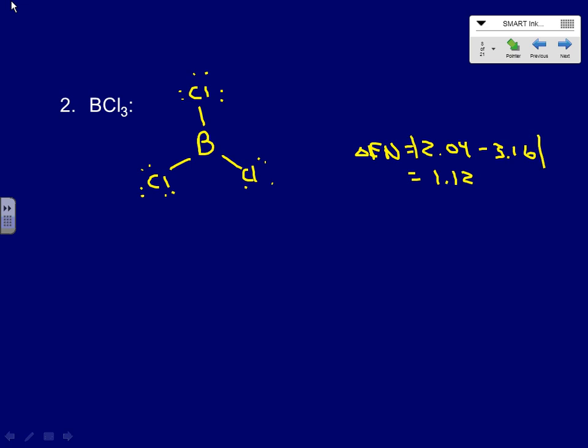Again, greater than 0.2, less than 1.7, therefore polar bonds. And I'm pretty sure the chlorine probably has the higher electronegativity. Is that the case? Yeah, so our dipoles are going to head out this way. They're going to be all the same length, and again, they're going to cancel out. If you were to add those 3 vectors together, you'd get a nice little triangle that ends up back at the beginning, right? So it cancels away.